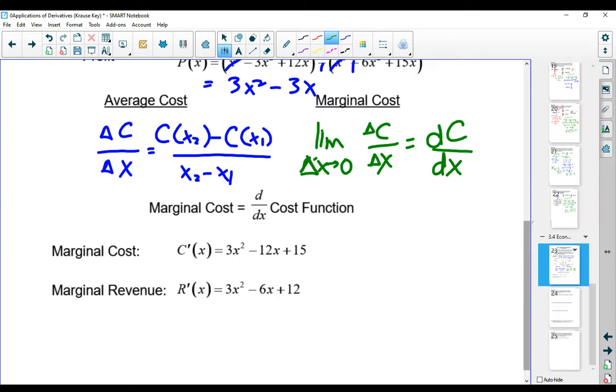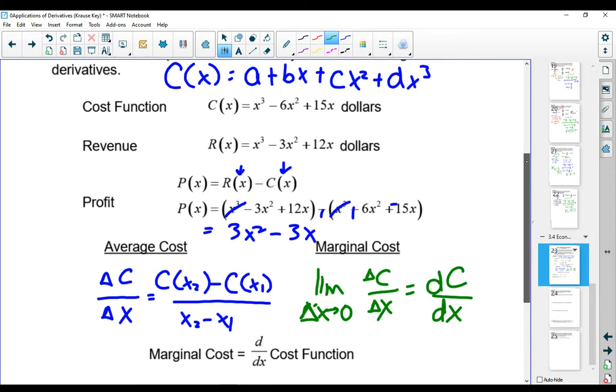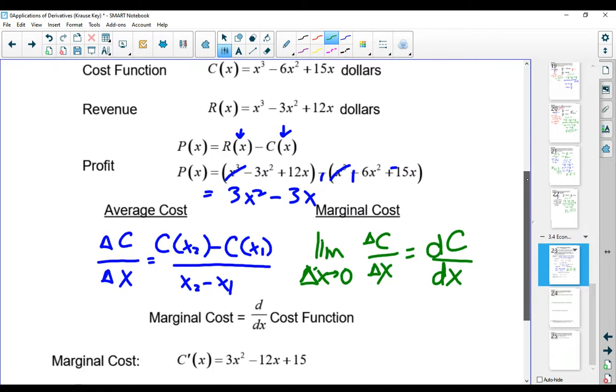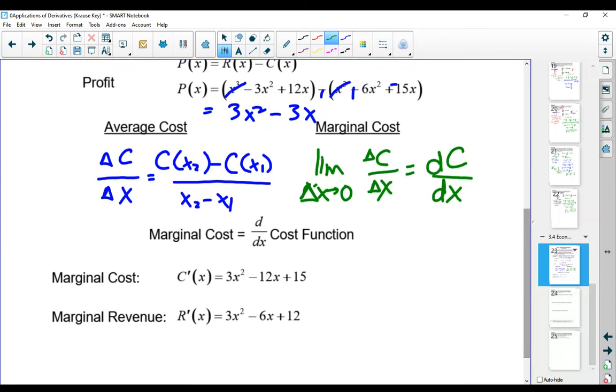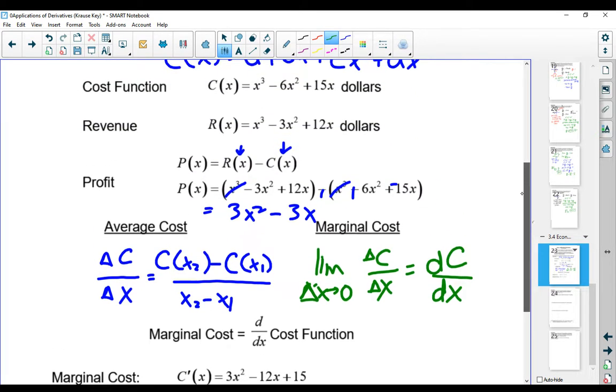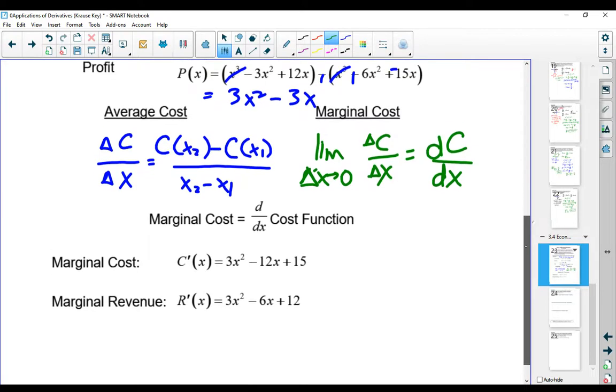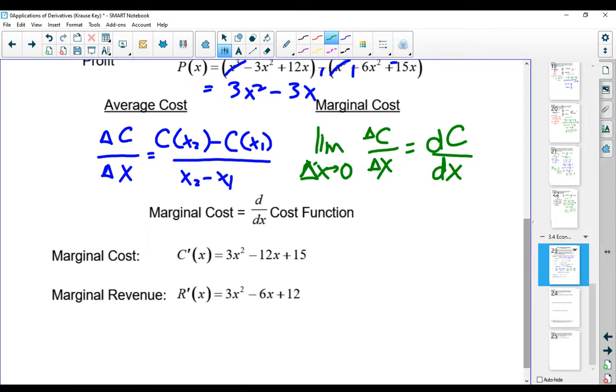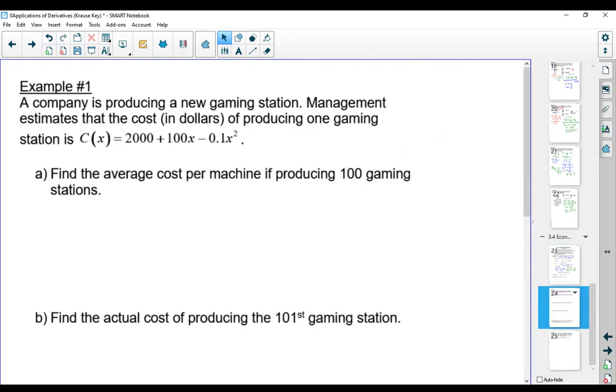So marginal cost is the derivative of the cost function. If we were to look back at our original examples up here, the cost function is given to us there. The marginal cost would be the derivative. The revenue is given to us up here, and the marginal revenue again would be the derivative. Now we'll get a little bit more detailed in terms of what marginal cost is, but I'm going to show you that using an example.